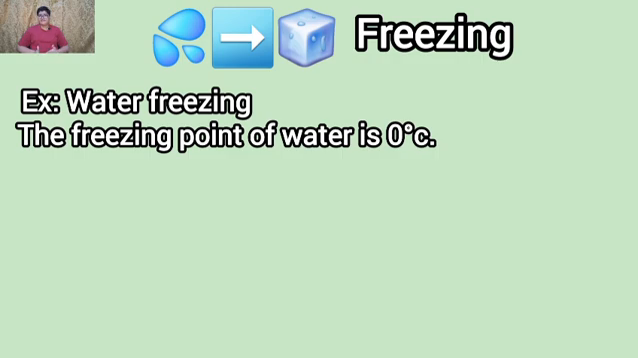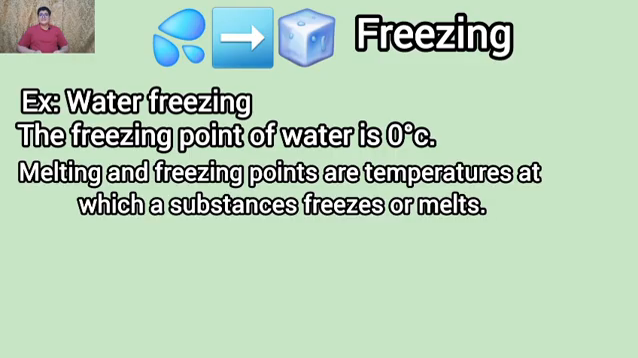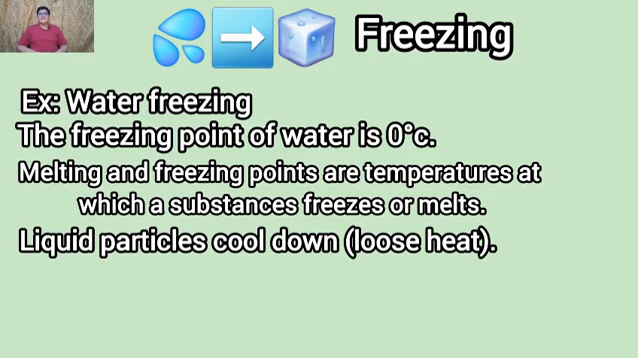So what are the melting and freezing points? Melting and freezing points are the temperatures at which the water melts or freezes. In freezing, the liquid particles start to cool down, they start to vibrate slower, which turns them into a solid. So this was melting and freezing, solid to liquid and liquid to solid.